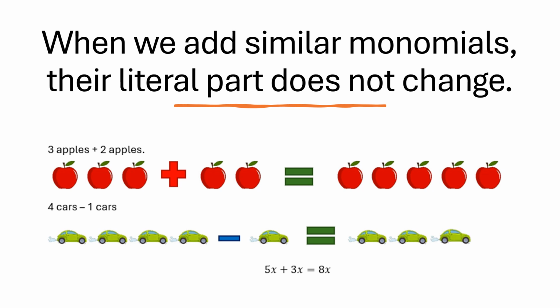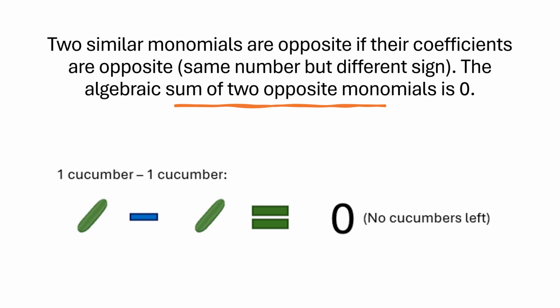So let's go on. Let's see what are opposite monomials. Opposite monomials are two monomials which are similar but whose coefficients are opposite. That means they have the same number but different sign. Okay, and the algebraic sum of two opposite monomials is 0. Here I have an example.